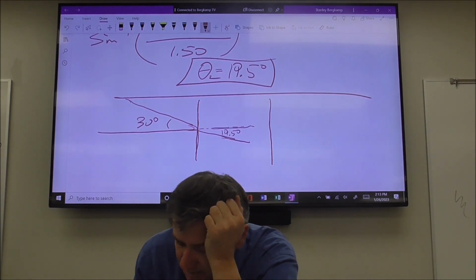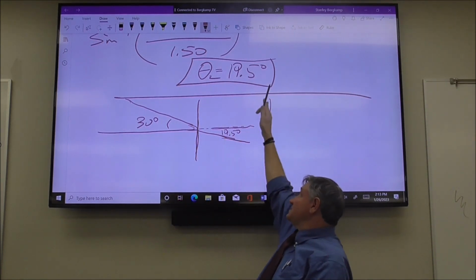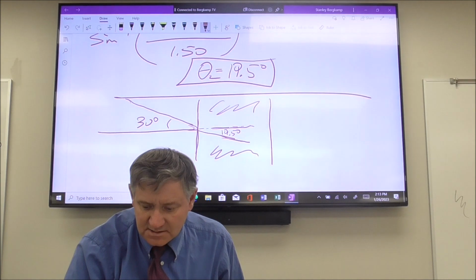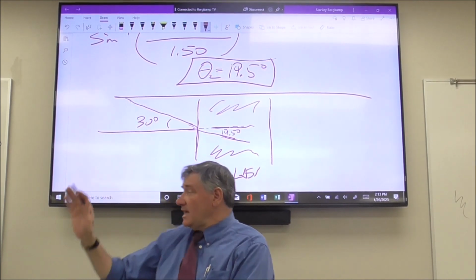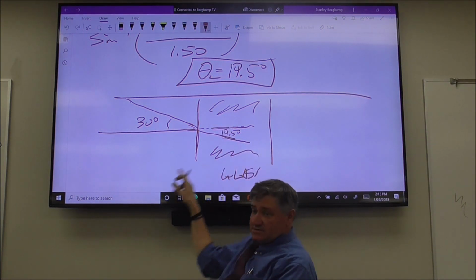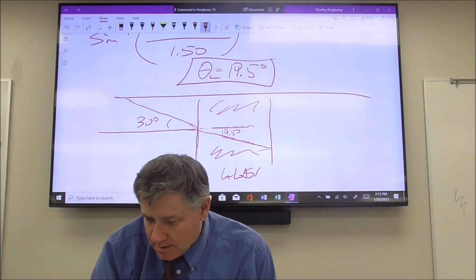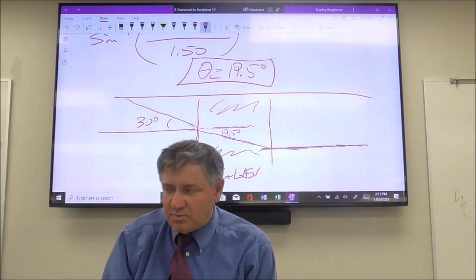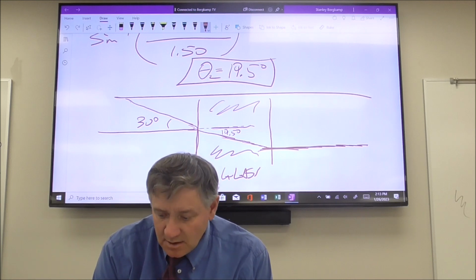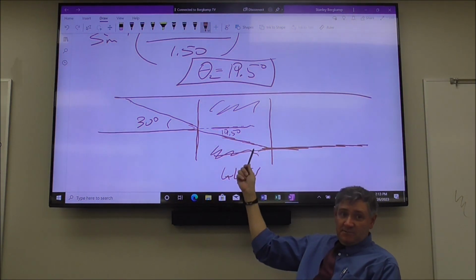Okay, so this came in at 30. Once it hit, and this represents that big gap there, that's the glass. So it came in, hit the glass, got bent this way. Now, it's going to travel through the glass. Now, what I want to figure out is what's going to happen when it leaves the glass and goes back out into the air. So, if this is 19.5 degrees, what's this angle going to be?